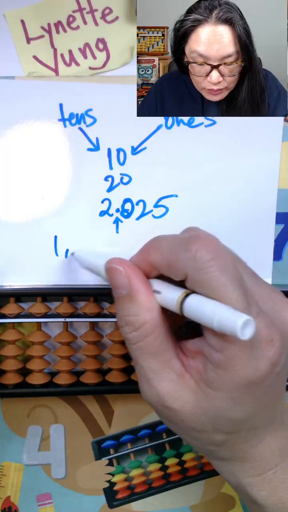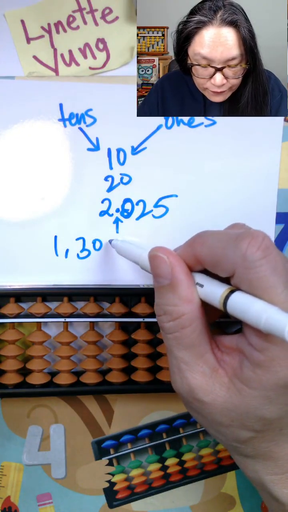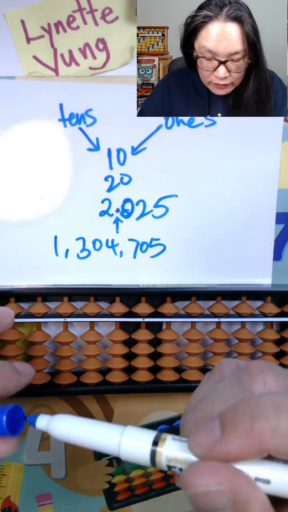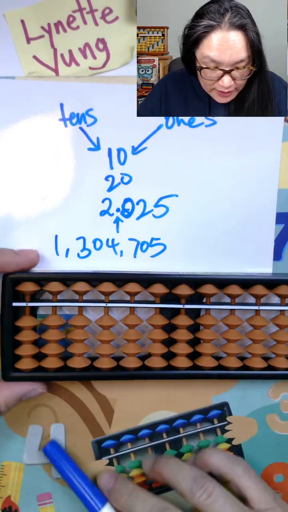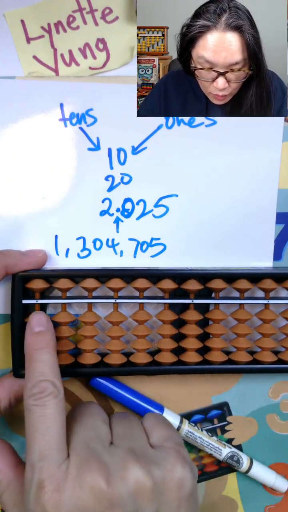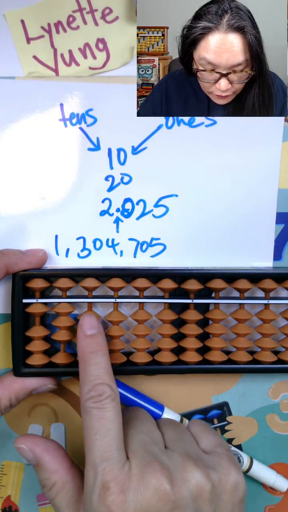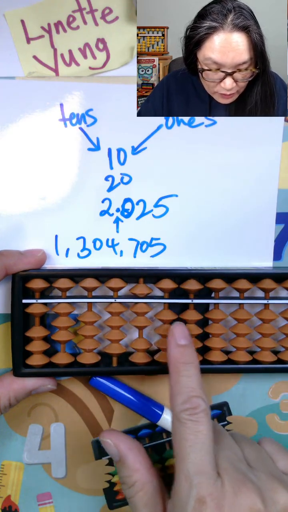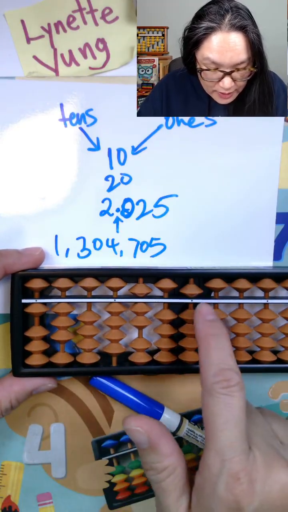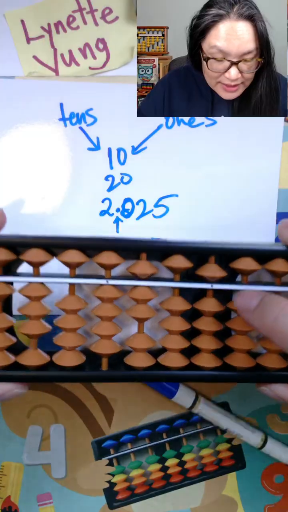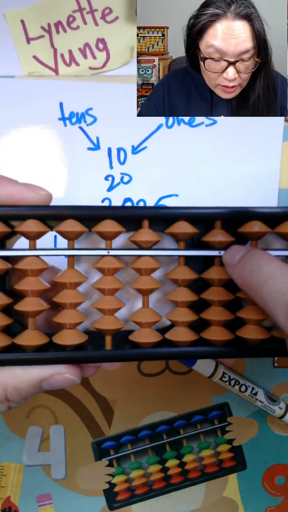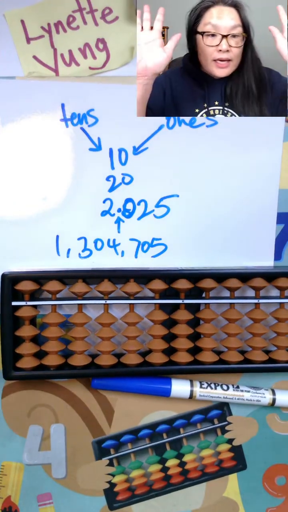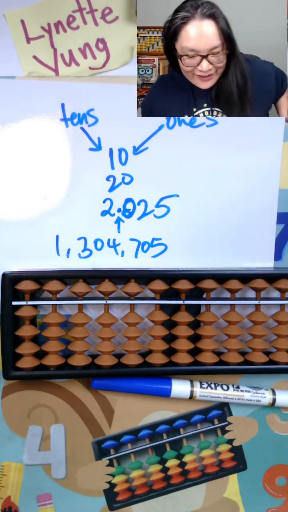Just like how we write 1,304,705, right? If I looked at my abacus, I could do the same thing: 1,304, there's my 7, 0, 5. Notice I have my dots. They tell me where the separations are. So you can either do here or you could do here. It deemed it here, so all of these numbers to be your decimal. It is up to you. We are not here to judge.